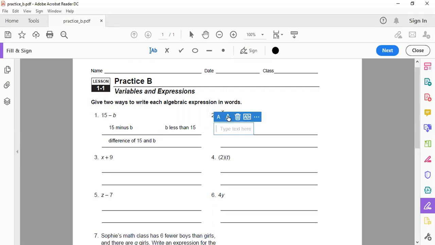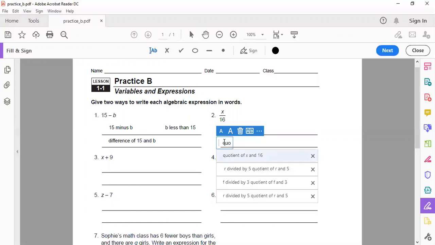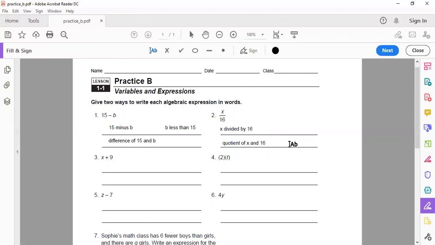Simple. So this is going to be x over 16, which literally means x divided by 16. Now for dividing, there are very few ways to write them, or you can say the quotient of x and 16. So these are the only 2 ways you can write the algebraic expressions in words, because they are for division. So either it is divided by or the quotient of.